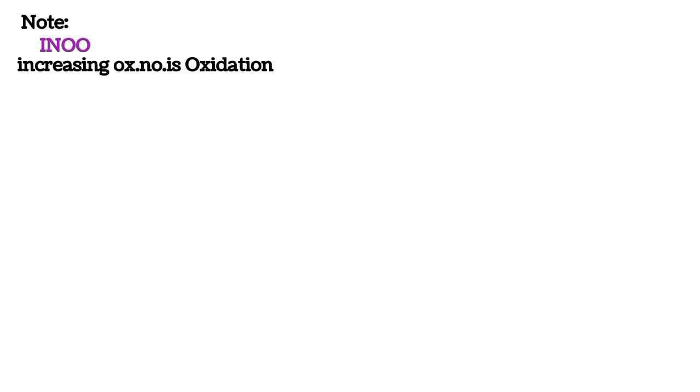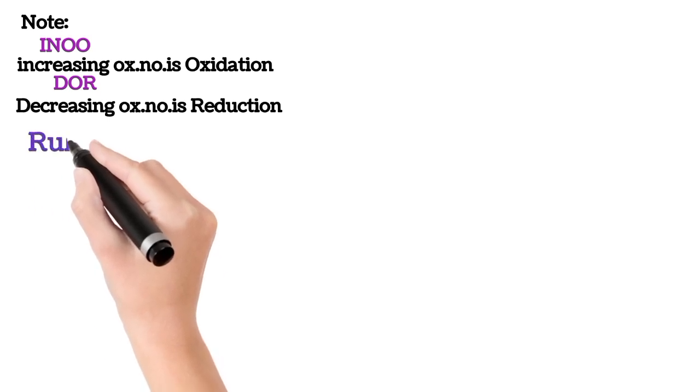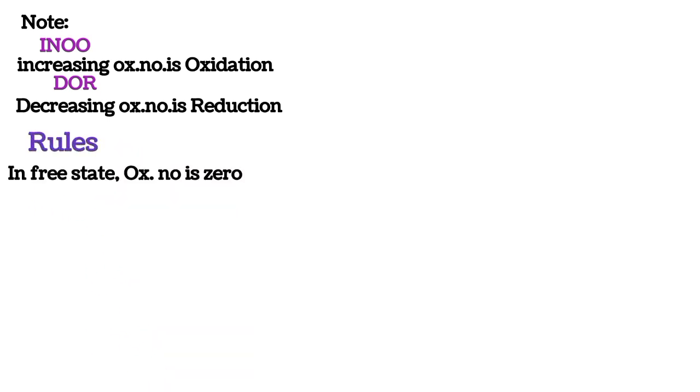Now note, before we proceed, you have to know this. INO means increasing oxidation number is oxidation. DO means decreasing oxidation number is what? Reduction.